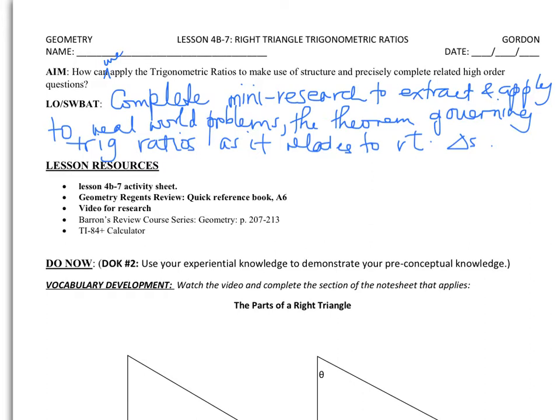The lesson resources are there. This is the activity sheet. You have your Regents Review packet that I gave you, and if you look at page A6, you'll see some information. This video research, your Barron's course book, page 207 to 213. And you will definitely need a calculator for this video. So for those of you who have one, you are definitely ahead of the game.